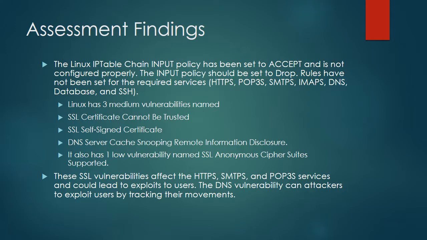Next we have DNS server cache snooping, remote information disclosure. This remote DNS server is susceptible to cache snooping attacks. Attackers could be able to gain information on what the user is doing with other online services, and find web surfing patterns. They could track your email conversations and even the user's location.